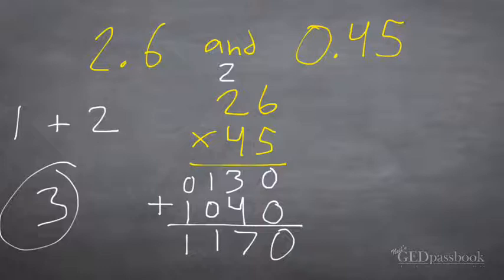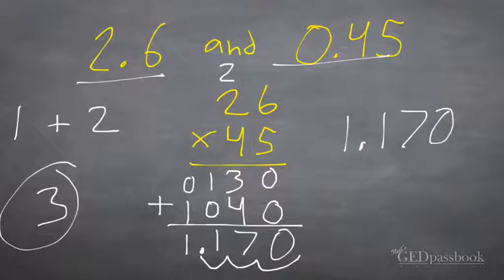So all you do is go to your answer, 1170, right? Start at the end, and then count. 1, 2, 3. Boom, that's where my decimal is. The product of 2.6 and 0.45 is 1.170, or 1.17, because obviously you don't need any zeros. Did that make sense?